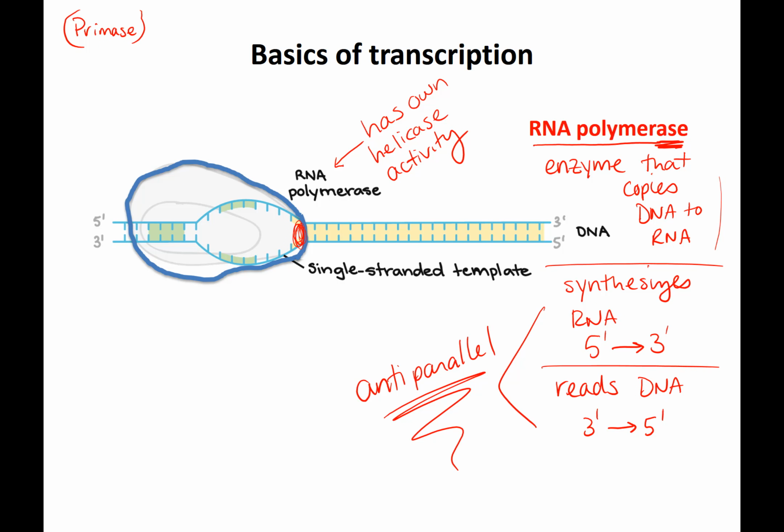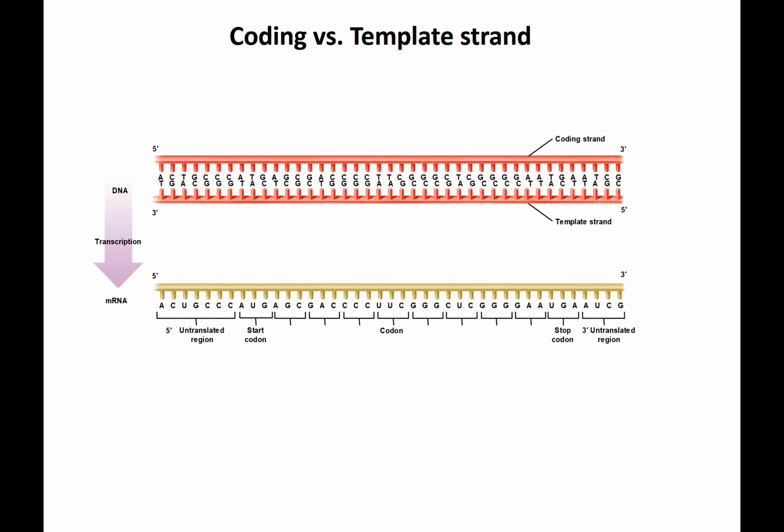All right, so you know that DNA is double-stranded. So which strand does RNA polymerase copy? So we label each strand of DNA either coding or template. And in the next lecture, the more detailed lecture, I will explain to you that the coding and template strands can be either strand depending on the gene. Okay, so don't get lazy and think, oh, the top strand's always the coding strand, the bottom strand's always the template strand. Guaranteed, I'll switch it around on you. Okay, but let's keep it simple for this lecture.